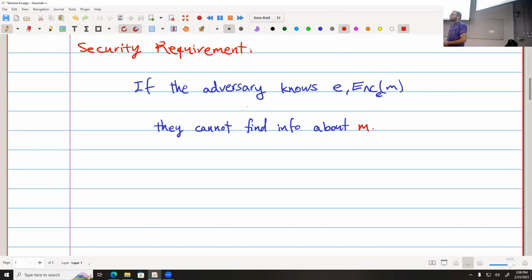So again, I'm not saying that the adversary cannot find M itself. I'm saying it cannot find any information about M. So if, for example, the adversary can somehow say that my message was an even number or an odd number, even if they get one bit of information, that's not acceptable. They should not be able to rule out any of the messages, basically.